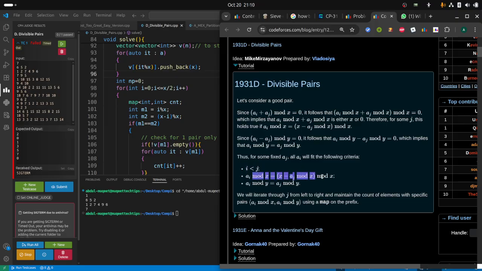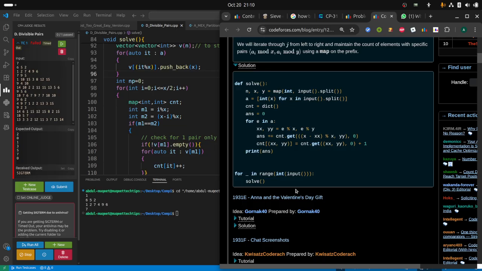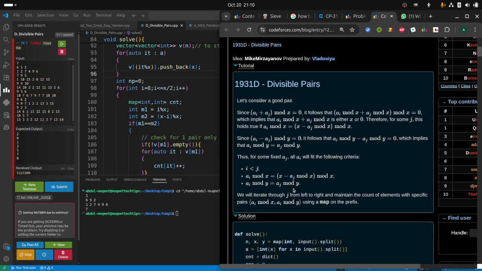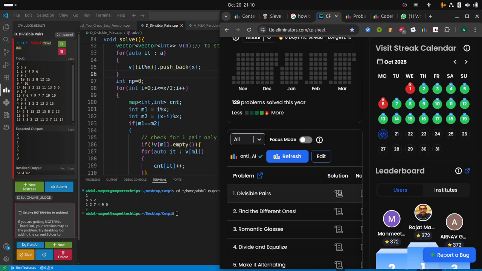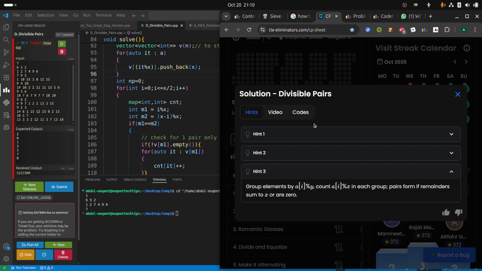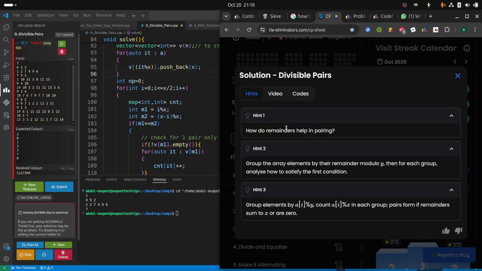I less than J, A mod X is equal to X minus A mod X. I have to count elements at specific places. Use a map on the graphics. Let's see his approach only. What is his approach actually? Because grouping is happening here also.